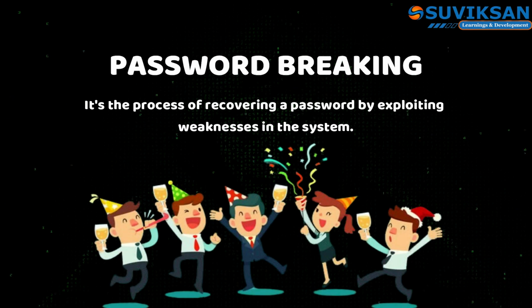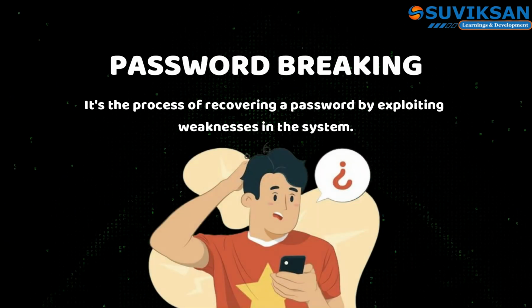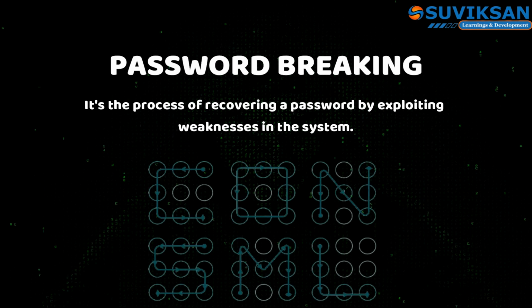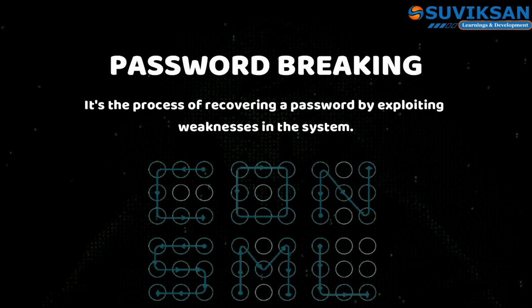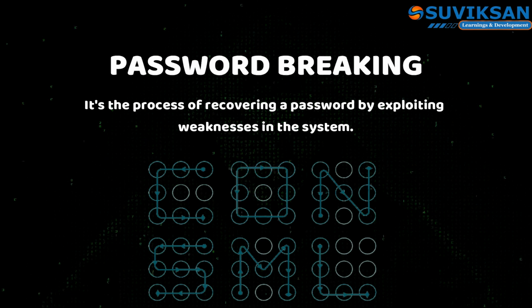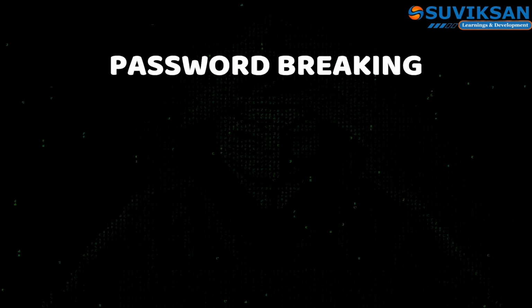Imagine you're at a party and you leave your phone on a table. When you come back, you realize you've forgotten your unlock pattern. Now, you know the phone is yours, but you can't get in. So, you might try to remember the pattern by drawing random shapes or using a tool that helps you guess it. That's like password breaking in real life.